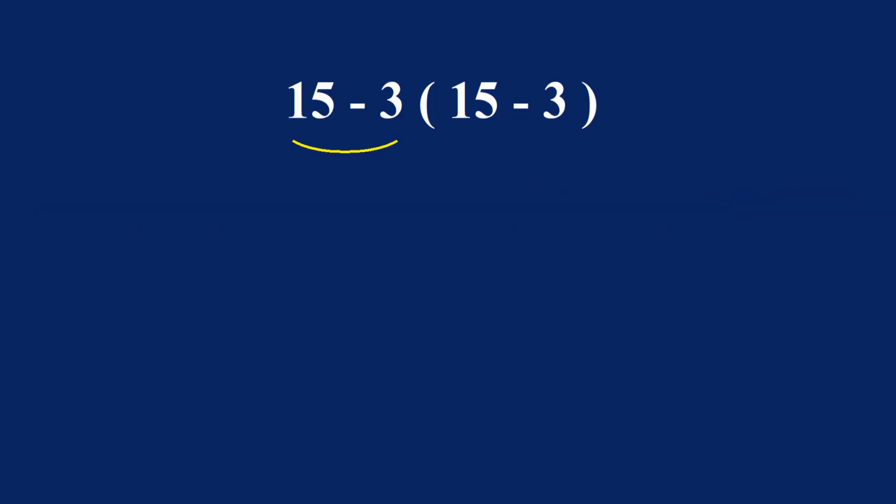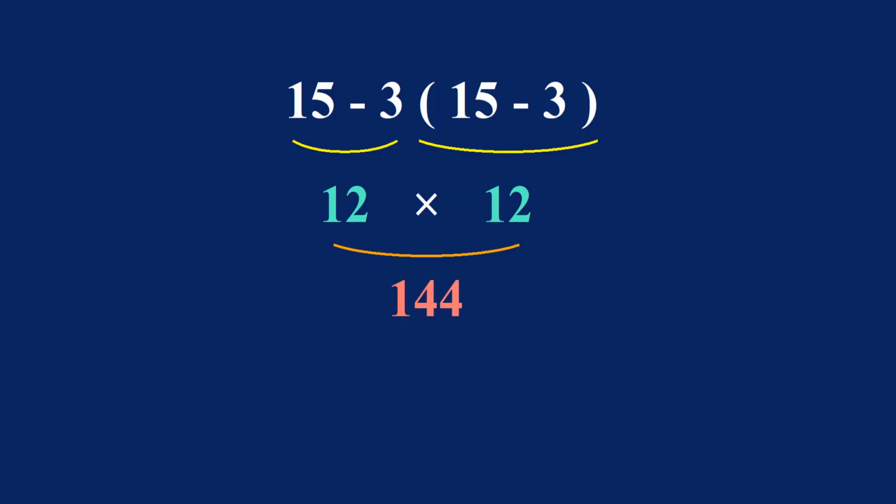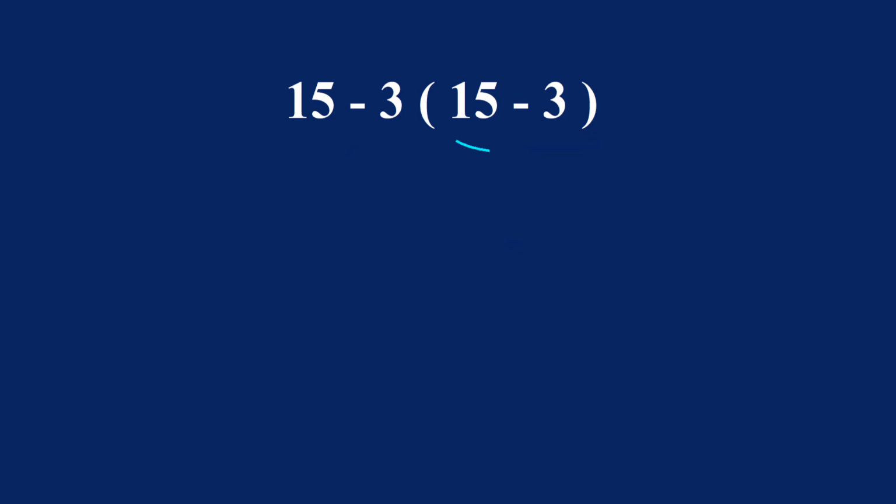15 minus 3 which equals 12, times 15 minus 3 which equals 12. Now we have this problem, 12 times 12 which equals... but this answer is not correct, because according to the order of operations we have to work on the parentheses first, then work on multiplication, and at last work on addition and subtraction. So first we do this subtraction, then this multiplication, and at last this subtraction.